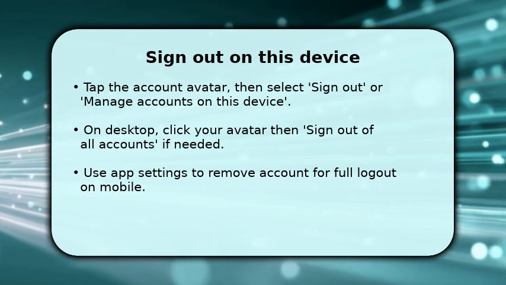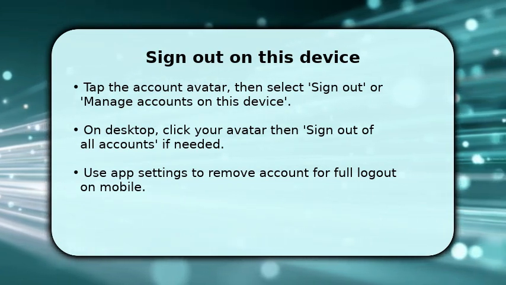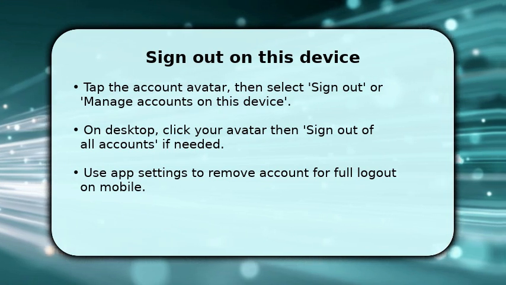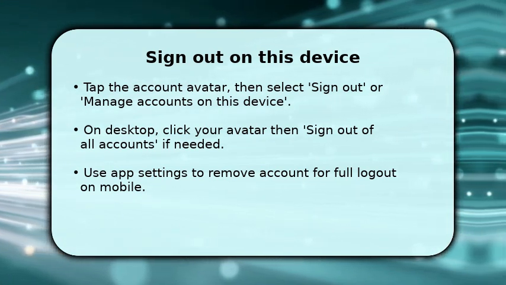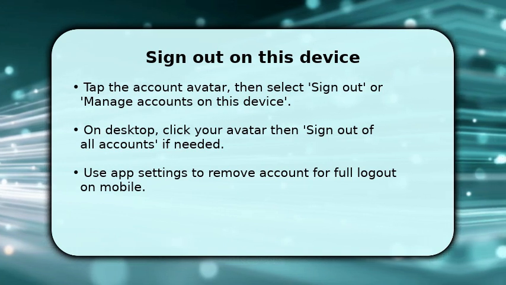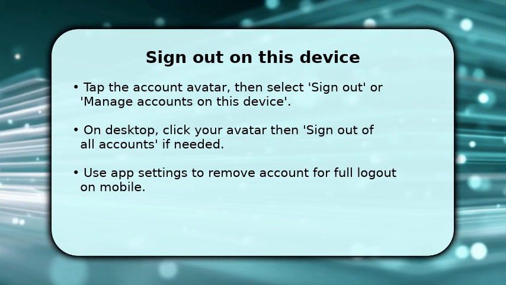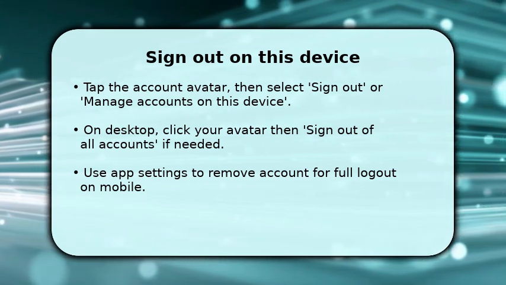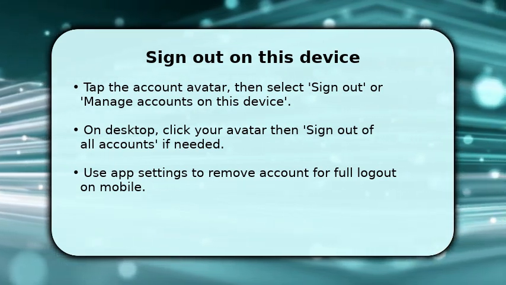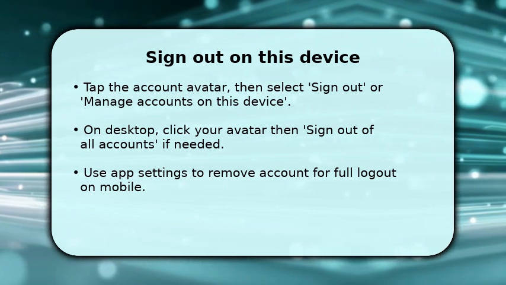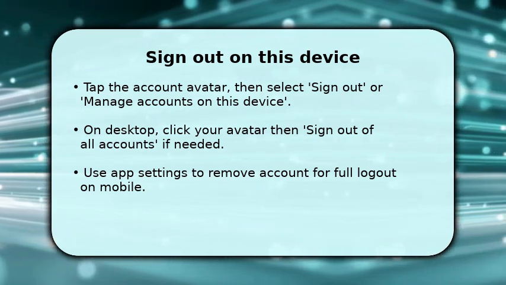On desktop, you sign out of all accounts to ensure multiple Google sessions close simultaneously. For mobile apps, go to Settings, Accounts, Google, Remove Account to clear saved credentials. This is stronger than a simple sign out because it removes tokens. Make sure to confirm any prompts. If you use two-step verification, you'll need credentials to sign back in later.